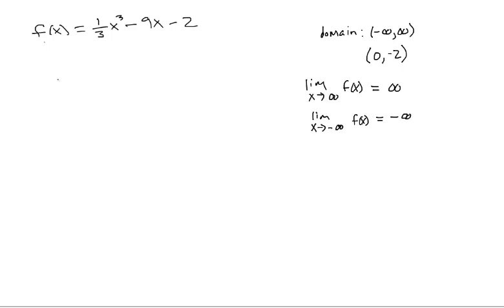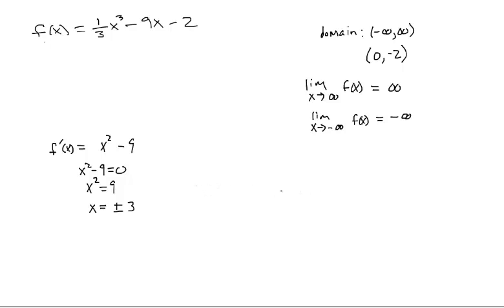And now we're going to take our first derivative test. So f prime of x is equal to x squared minus 9. And now we want to set that equal to 0. So x squared minus 9 is equal to 0. And solve it for x. So x squared is equal to 9. And x is equal to plus and minus 3. So we have two critical values.